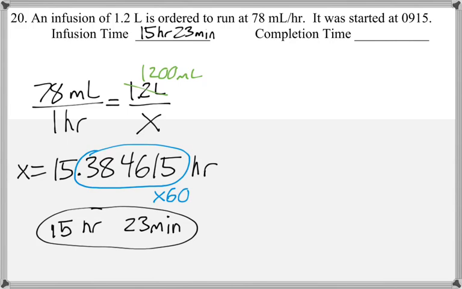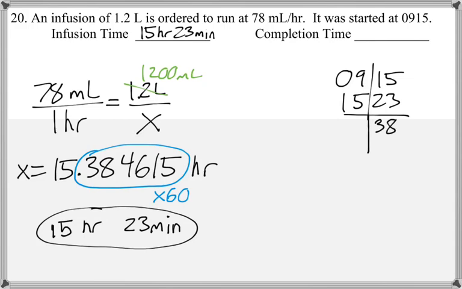Okay, for the completion time, we're adding 1523 to 0915. So the minutes column is going to be 38, the hours column is going to be 24.